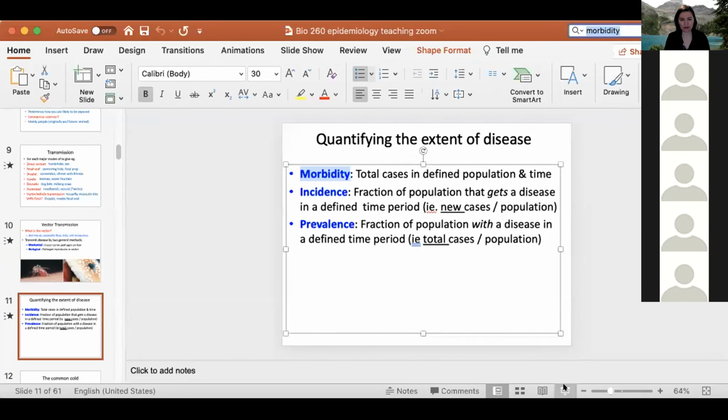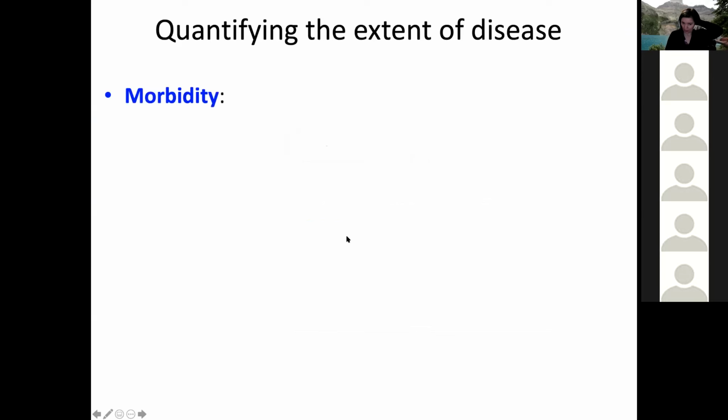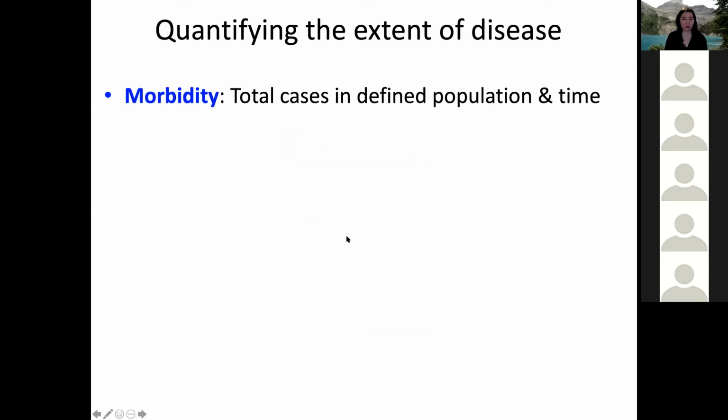So we'll just run through these concepts real quick. So morbidity again is total cases. So if I was to say in the year 2020, 1,112 people were HIV positive in a particular population, that would be the morbidity. It's not a fraction, it's not a percentage, it's just the total case number.